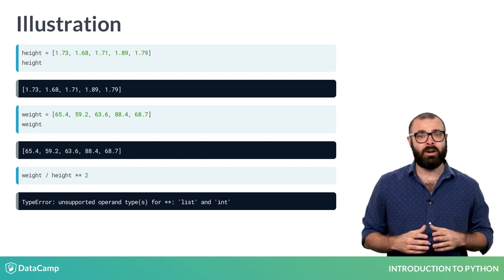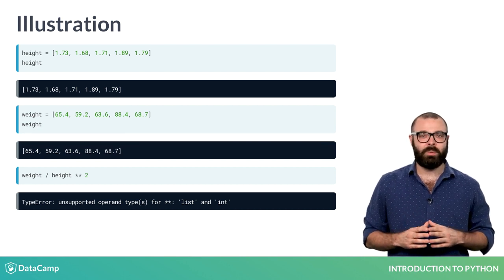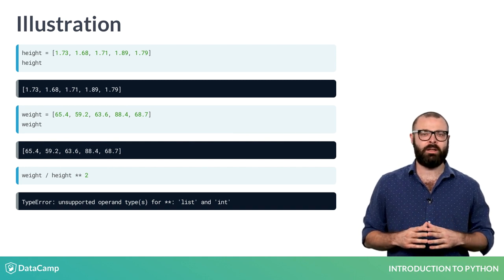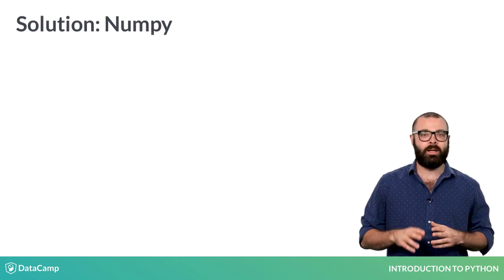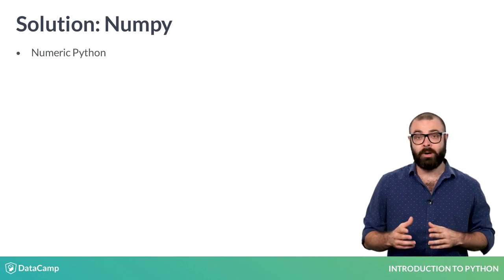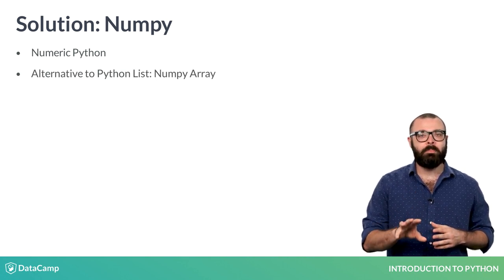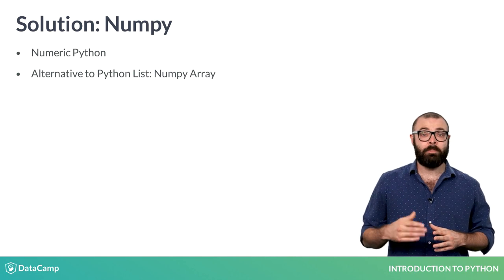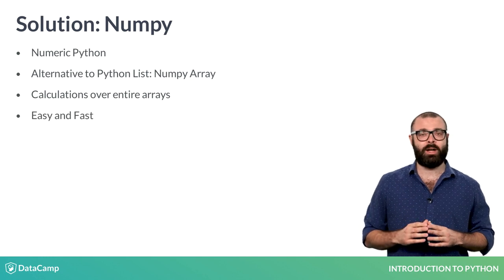Unfortunately, Python throws an error because it has no idea how to do calculations on lists. You could solve this by going through each list element one after the other and calculating the BMI for each person separately, but this is terribly inefficient and exhausting to write. A way more elegant solution is to use Numpy, or numeric Python. It's a Python package that, among others, provides an alternative to the regular Python list, the Numpy array. The Numpy array is pretty similar to the list, but has additional features, such as the ability to perform calculations over entire arrays. It's really easy and super fast as well.